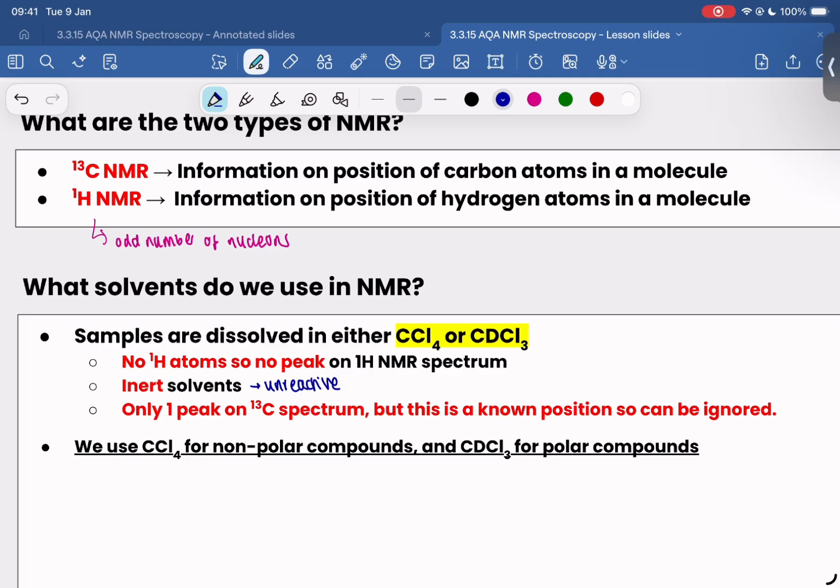It also only produces one peak on the carbon-13 spectrum, but this is a known position, so it can be ignored. Essentially, because it has one carbon atom, it doesn't matter that much compared to if it had a hydrogen atom in it.